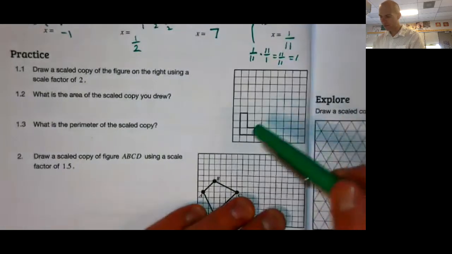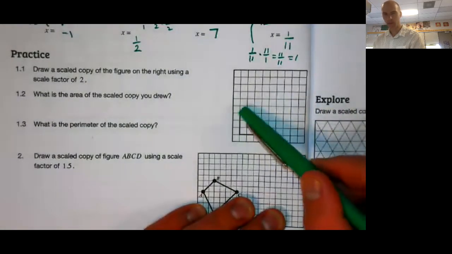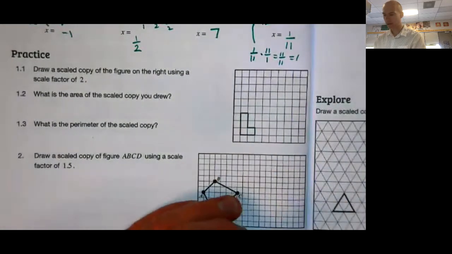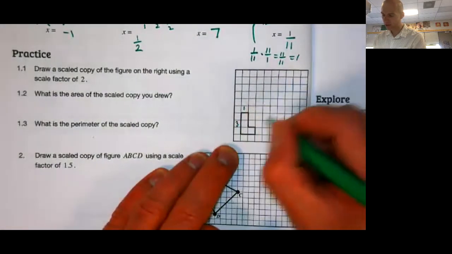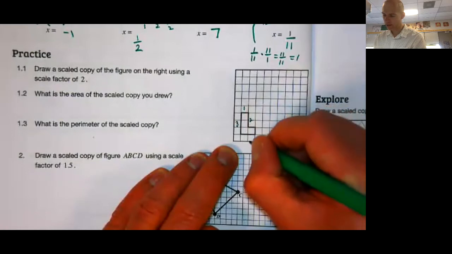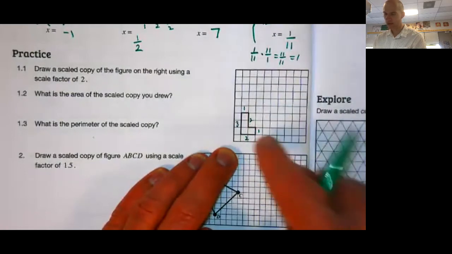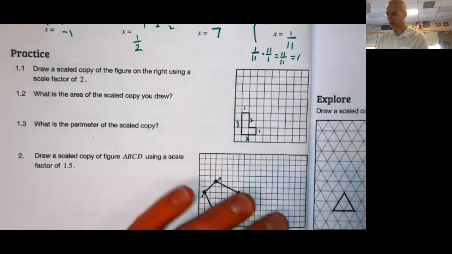So that means that all these dimensions need to be 2 times what they were. I'm going to make my life a little bit easier, and I'm going to label them. This is 3 boxes, 1 box, 2 boxes over here, 2 boxes down here, 1. That one's also 1, but I'm not going to write it because I don't want to make things messy.